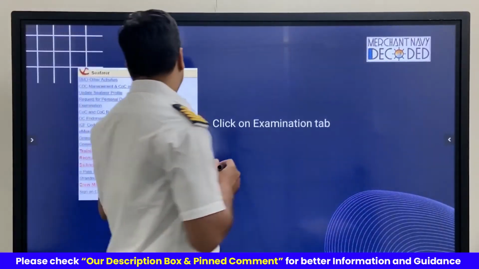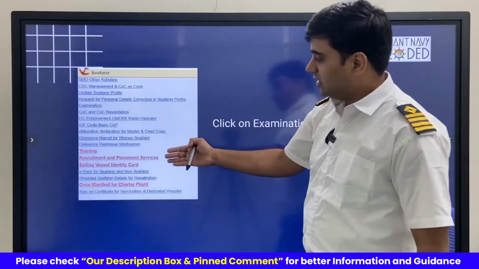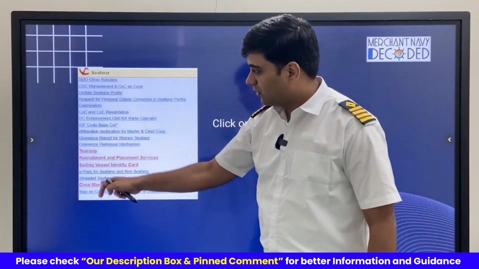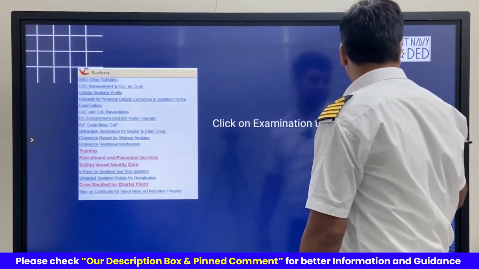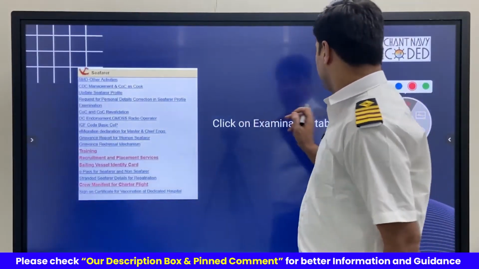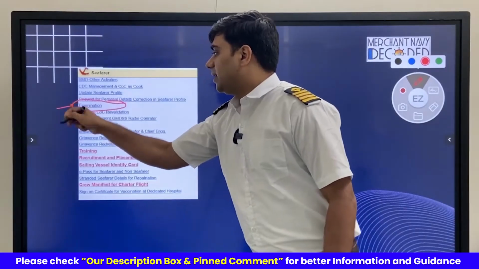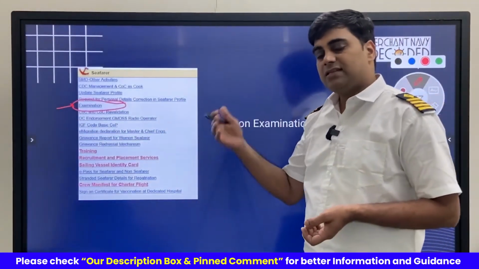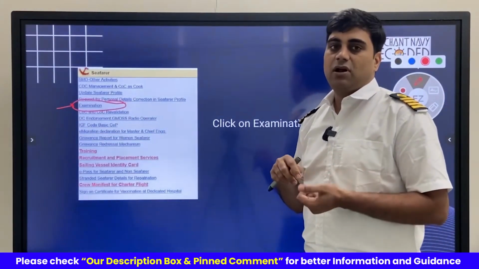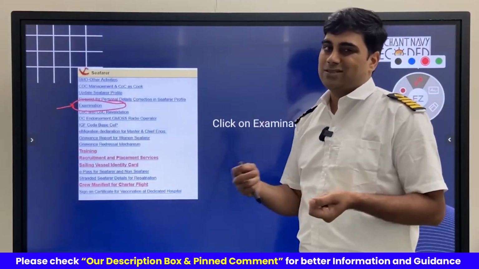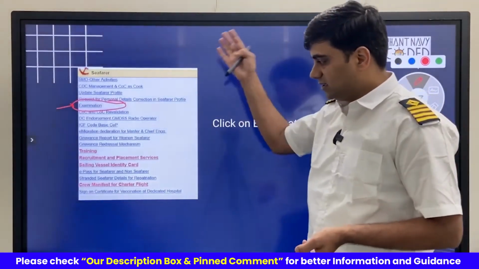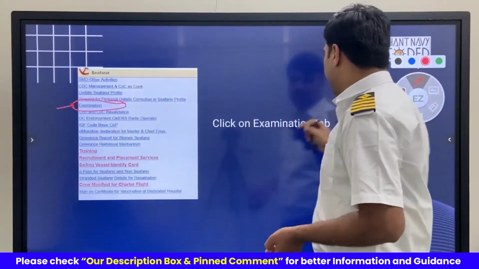After that, when we click on the central link, we see a lot of columns here, and especially we see the examination link here. So we click on this particular examination link. This is the link where we apply for all our MEO class 1, class 2, class 4, all those things. So this is a common procedure. So we click on this examination link.